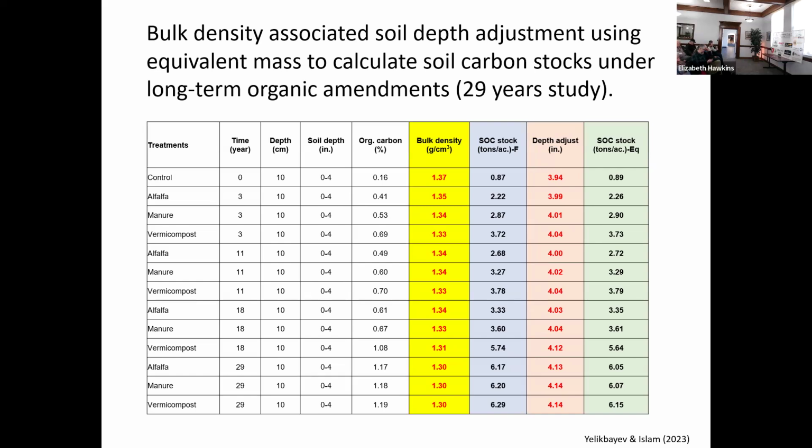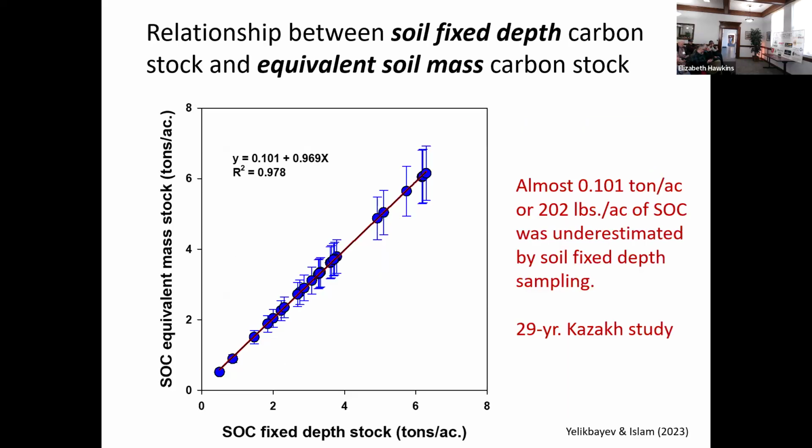And then when we adjusted the depth as per bulk density, this is the equivalent mass carbon stock. See the difference? Very, very low amount of carbon over the years. So using that information, we had a regression equation with the fixed depth on the x-axis and equivalent mass of carbon stock on the y-axis. It shows almost 0.1 ton per acre. That means 202 pounds of carbon was underestimated using the traditional same depth calculation.